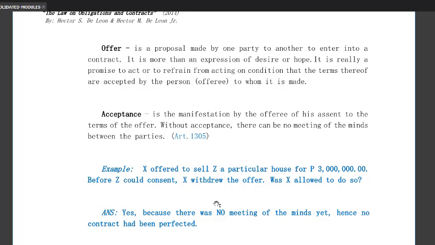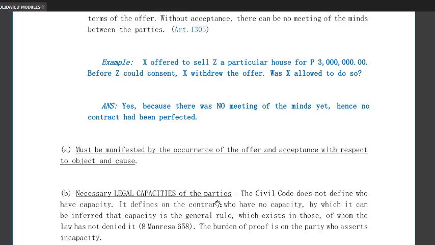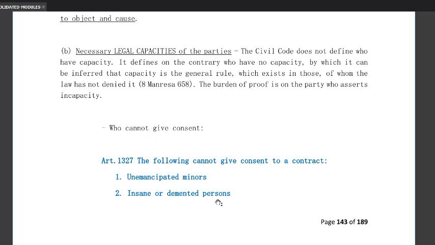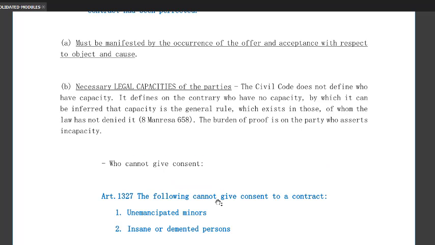And then under Article 1327, as we discussed, in order that you could freely give consent, you must also have the capacity to contract. The Civil Code does not give a specific enumeration of who has legal capacity. So, under the Civil Code, the general rule is that everyone is capacitated to enter into a contract. The only exception is in Article 1327.